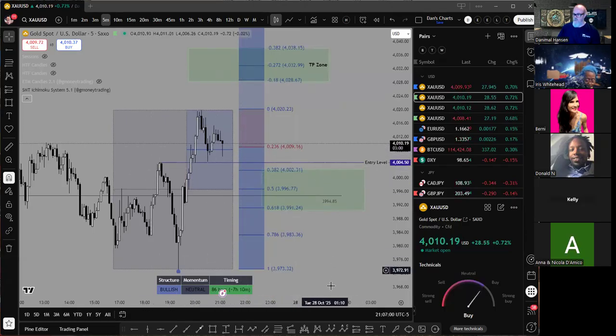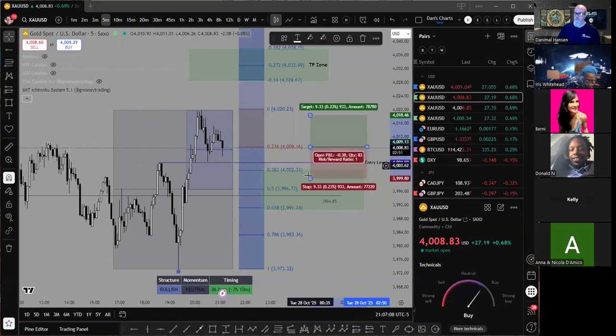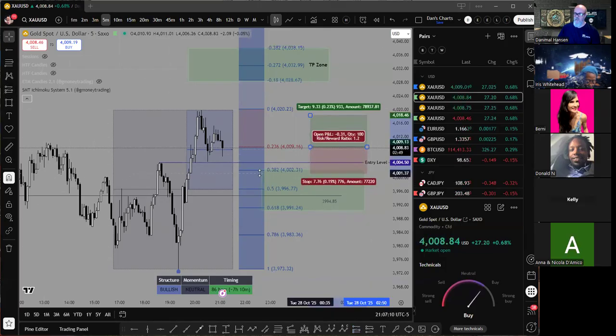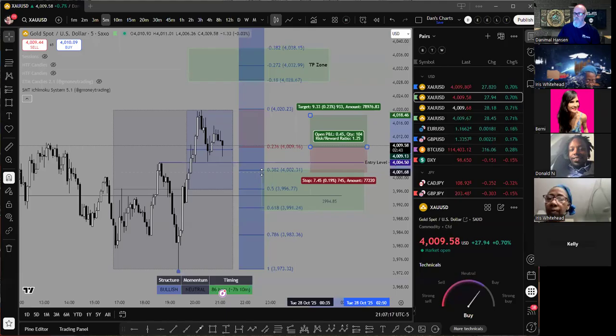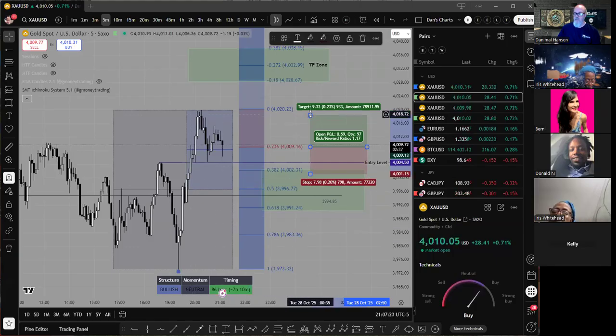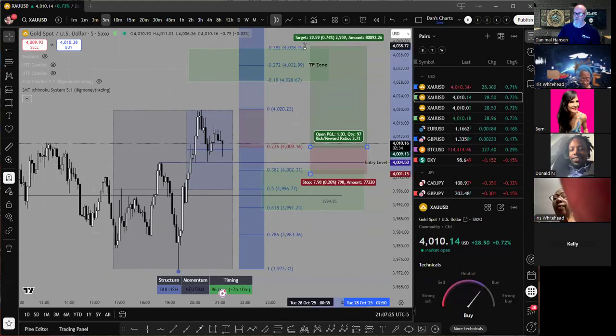Our entry could have been from here, the 236, which is one of my favorite entry levels. I'd put my stop loss at the next level, like right here, which is just below the 382. Just a tad bit below that. So I'm picking this low of this candlestick right here. And then my take profit would be somewhere up in this zone here.